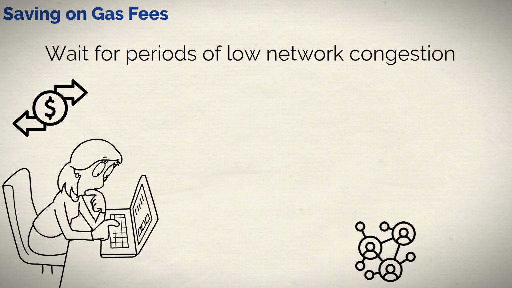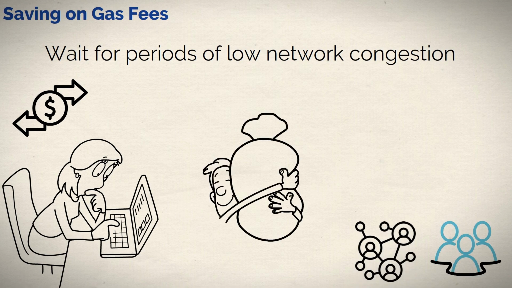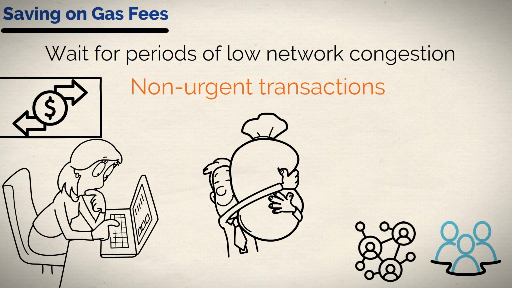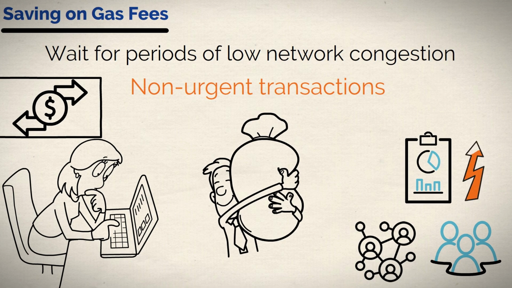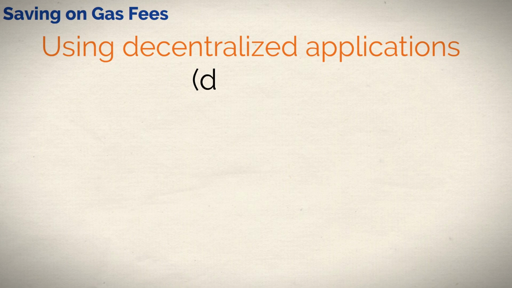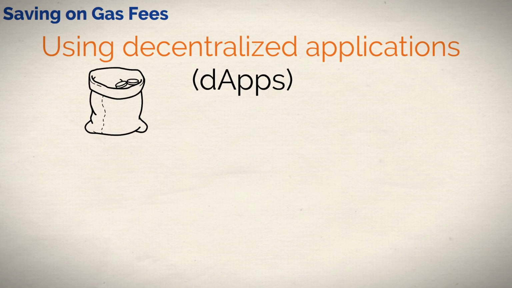By monitoring the network and waiting for less congested periods, you can often save a lot on gas fees, particularly for non-urgent transactions. Another strategy for saving on gas fees is to optimize transactions by reducing data in each transaction. The more data a transaction contains, the more computational resources it requires to process, which can result in higher gas fees.